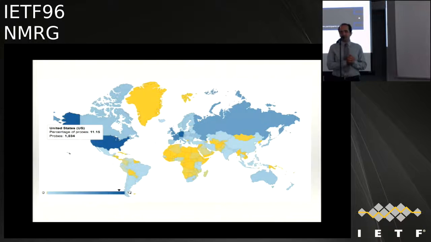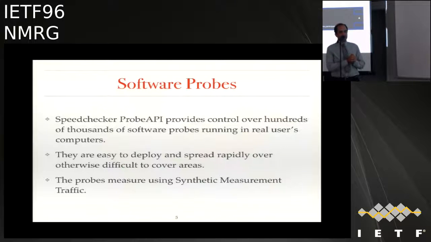What we did to overcome these problems is that SpeedChecker has a measuring network software with software probes called Probe API, which through an API we can control measurement probes and gather results and do things that are not available with other measurements. And since they're software probes, they're easy to spread and install because they're not hardware that people have to take home and install themselves. And they're running on Windows computers, real users' computers.